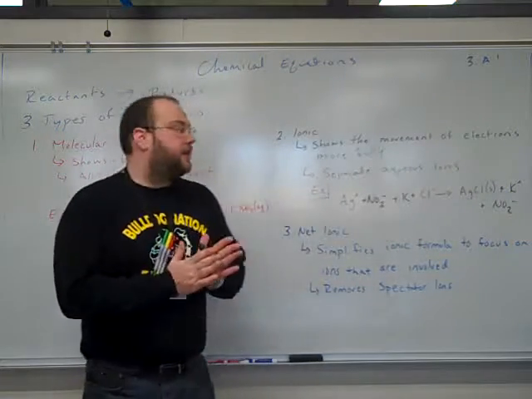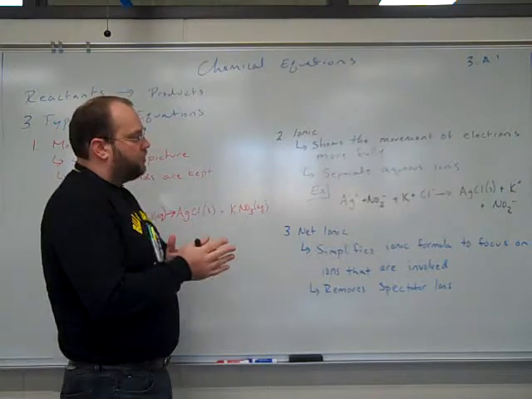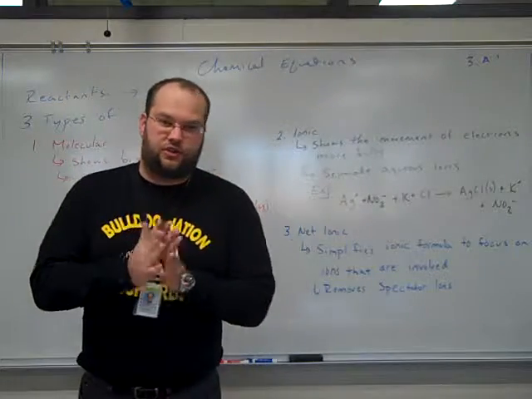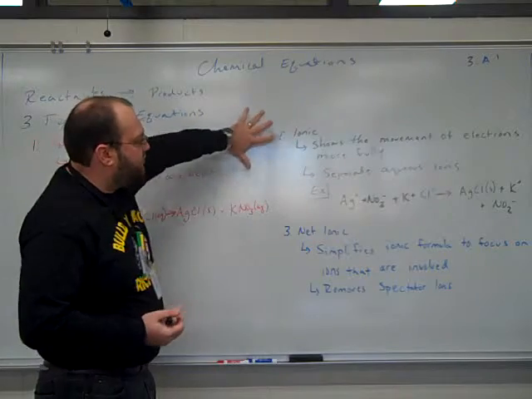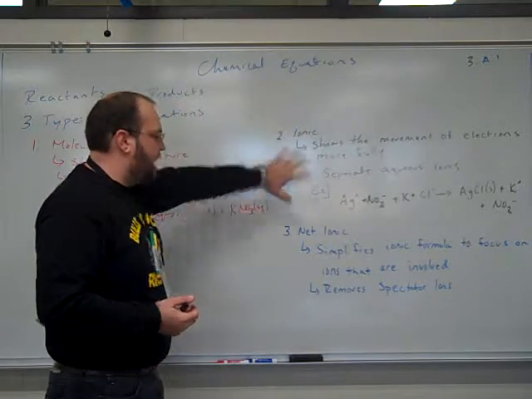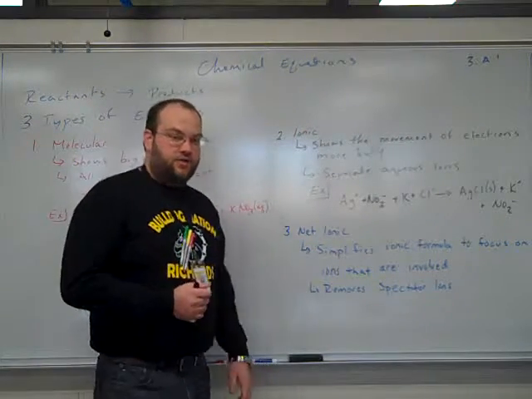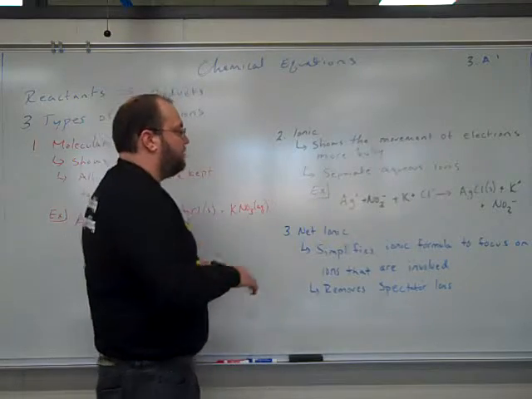Ionic. Ionic is a little bit different. It more shows the movement of electrons and the changes in charges and how things are affected. And we're going to get into a lot of that more in the AP chemistry world. We really haven't touched ionic or net ionic yet. You didn't do it in honors, but we will do it a lot here.